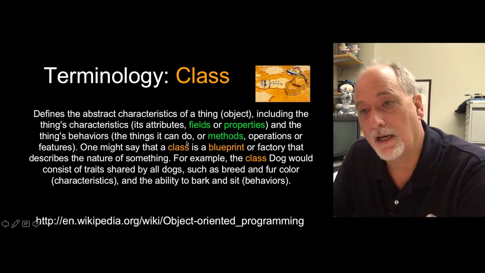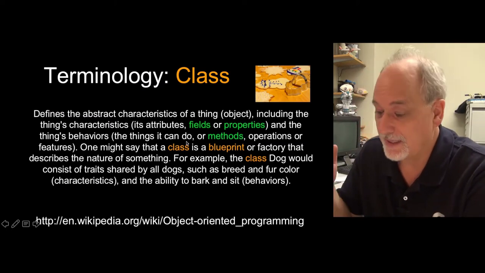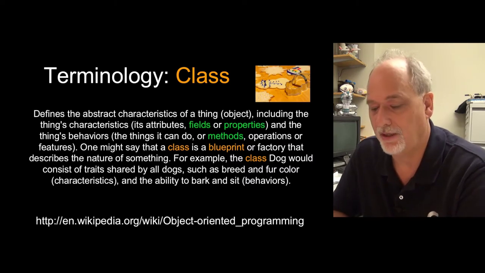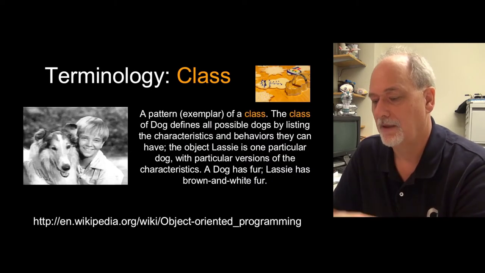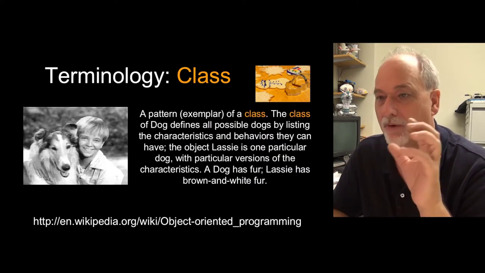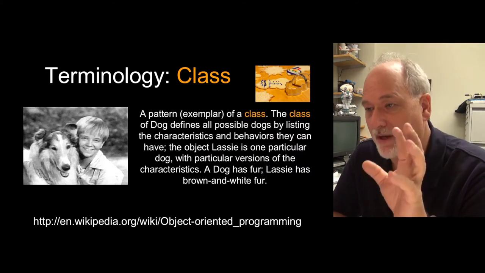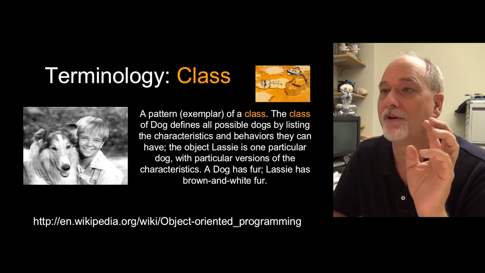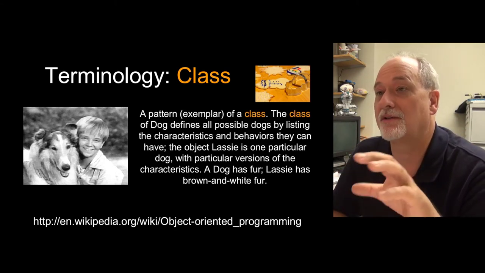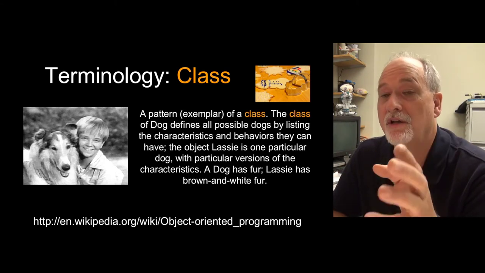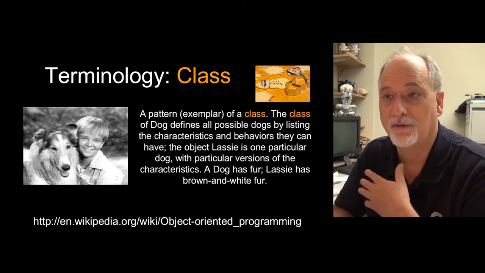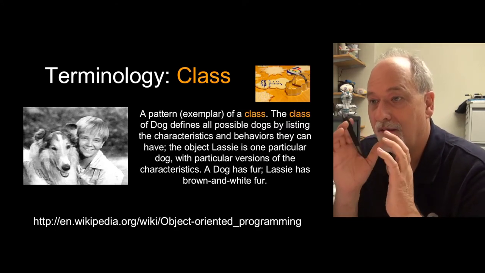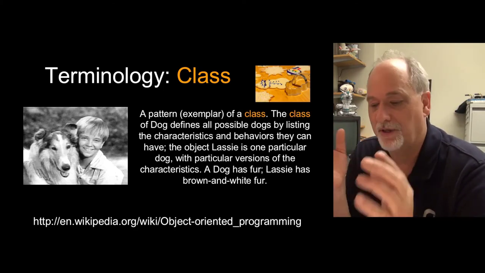So, like I said, a class is a template. It defines the characteristics of the objects that we're going to make from it. It is the cookie cutter. Dog is sort of the exemplar. Lassie is a particular dog. Dog has fur, and dog barks, and dogs do all these things. So we know something about dogs, but it doesn't mean we have a dog, right? The class is a more abstract concept.